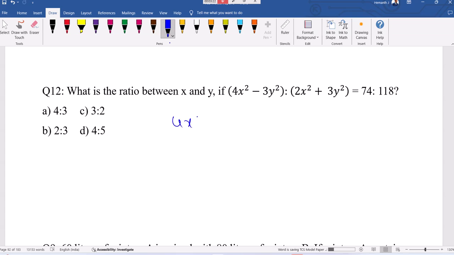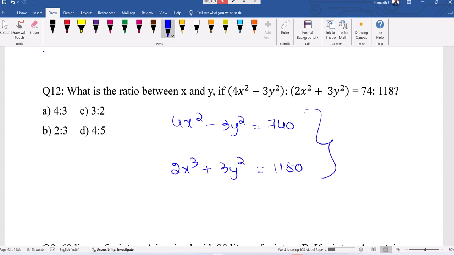What we can do: 4x square minus 3y square, let it be equal to 74, or 740, something like that you can take. Whereas 2x square plus 3y square, let it be equal to 1180. You can take 118 also, it's your wish. Adding these two will give the x value directly, because y gets cancelled, y will be eliminated. So 6x square is nothing but 1920. x square is 360.